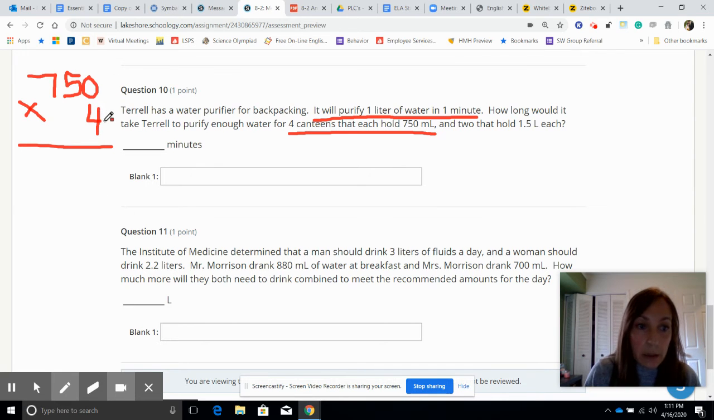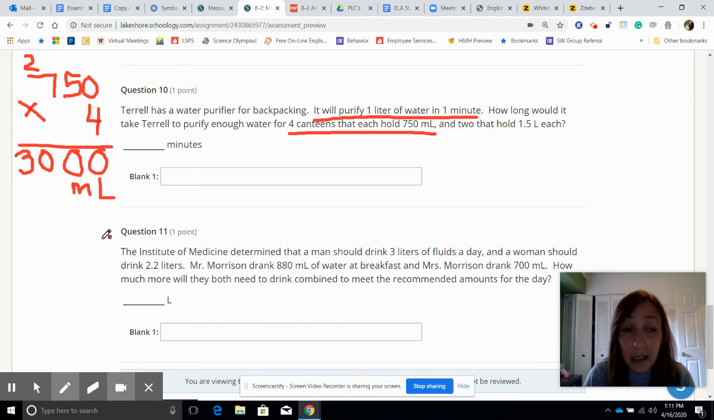And remember, we always start with the bottom number, multiply it by each of the places above, starting with the smallest. So 4 times 0 is 0. 4 times 5 is 20. So I'll put my 0, carry the 2 up above the hundredths place. 4 times 7 is 28, plus 2 is 30, so 3,000. Now remember, this is 3,000 milliliters, and we're going to want to know what this is equivalent to in liters, because we know how much his water purifier can purify by liters.